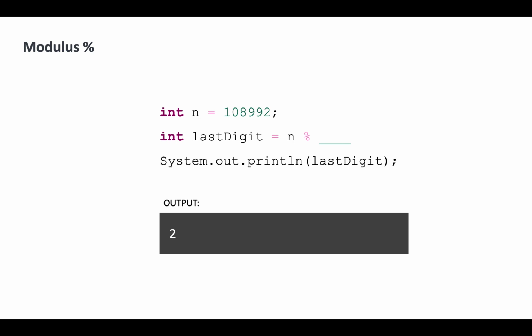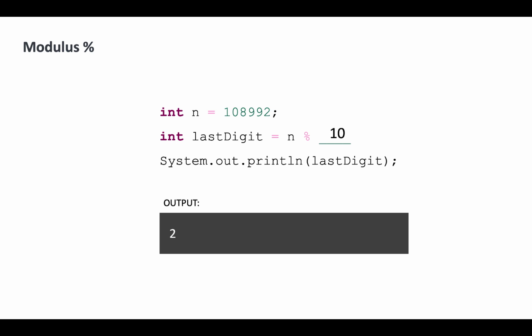Let's take a look at this question. To get the last digit from the given number n, which is a very long number right there, what should go in the blank? We're trying to extract the last digit, number 2, right? So what do we need in the blank? 3 seconds. All right, so it's 10.